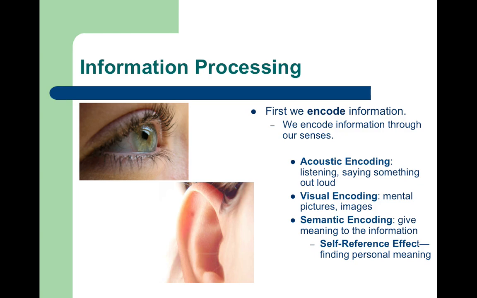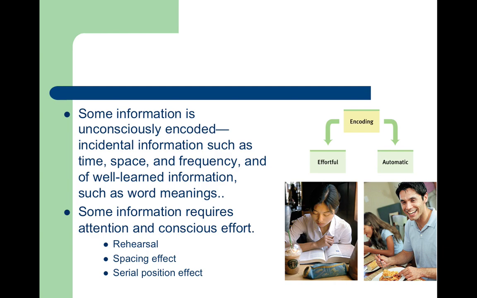So that's important to understand, is that the senses that we take in, whether it's acoustic or visual, or whether or not we've given it meaning, and even more personal, the self-reference effect, we're going to be able to encode it with a deep meaning that allows for us to store it for longer periods of time and allows for us to have an easier ability to retrieve it. So those are the 3 types of encoding: acoustic, visual, and semantic.